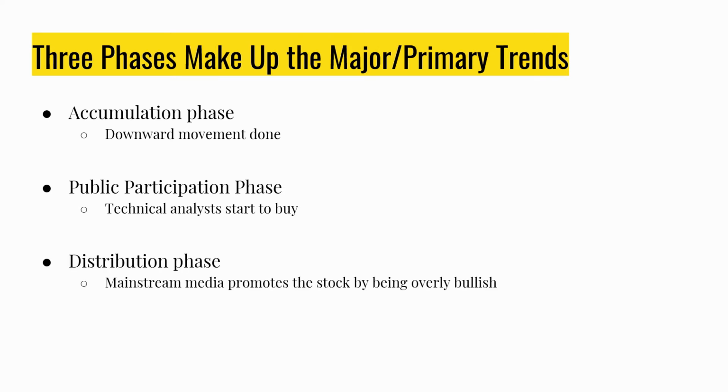The final phase is called the distribution phase, and this is when mainstream media promotes the stock by publishing overly bullish articles causing people to come in and buy. From here, the cycle starts over and the price drops from the top and we enter the accumulation phase again. If this sounds a bit familiar, this is because the Elliott wave theory is based on this. For those who do not know what it is, don't worry, there will be a future video on this topic. But for now, isn't it incredible that Dow was able to formulate all of this 200 years ago and his theories are still relevant today? I think that's actually amazing.